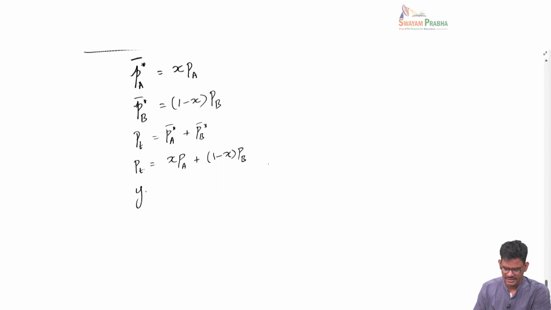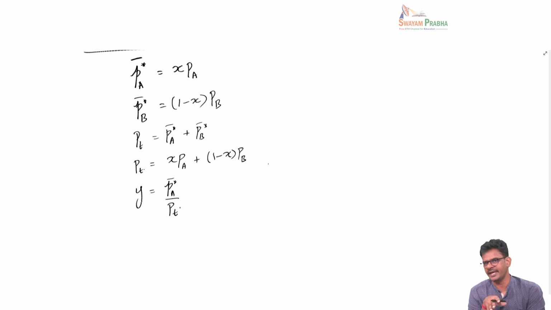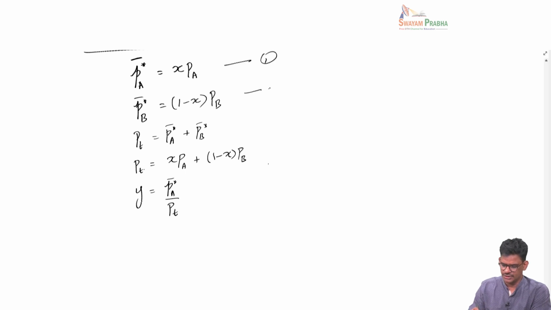And then you can calculate Y, which is nothing but PA star by PT. Since I am assuming it is an ideal gas mixture, the mole fraction is nothing but the ratio of the partial pressure of A to the total pressure. Okay, so we got equation 1, equation 2, equation 3 and equation 4.